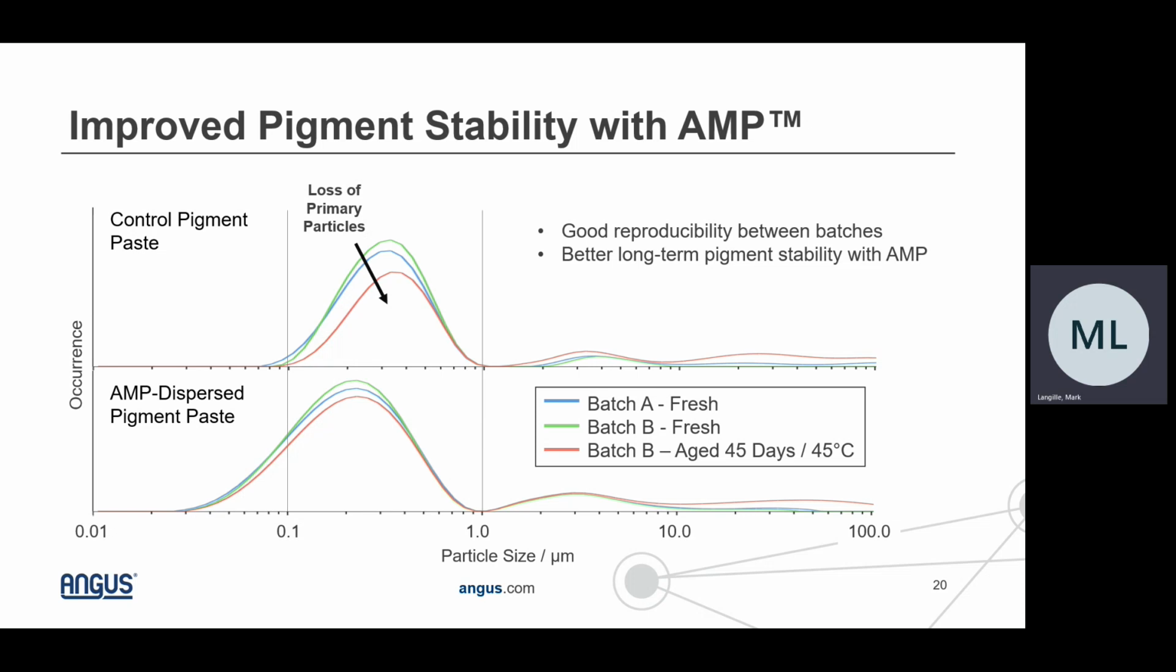The AMP containing paste is really extremely stable, where we only see a very slight decrease in the occurrence of the smaller particles. Comparatively, the decreased count of primary particles in the control pigment paste is much greater. So we're seeing much better stability when we're formulating with AMP.